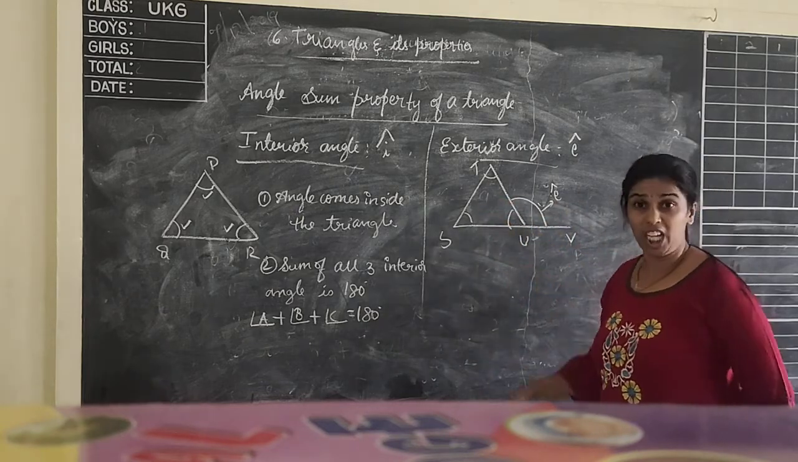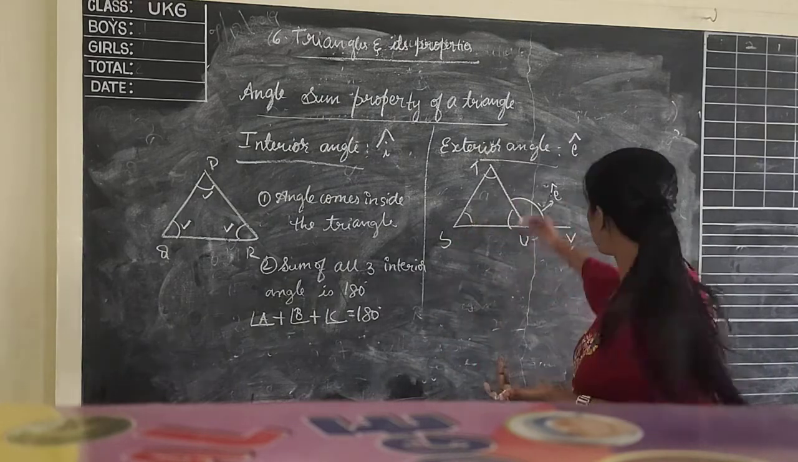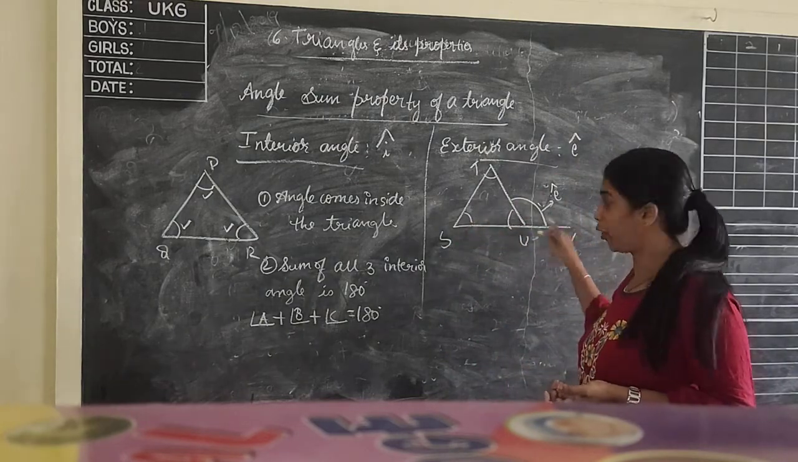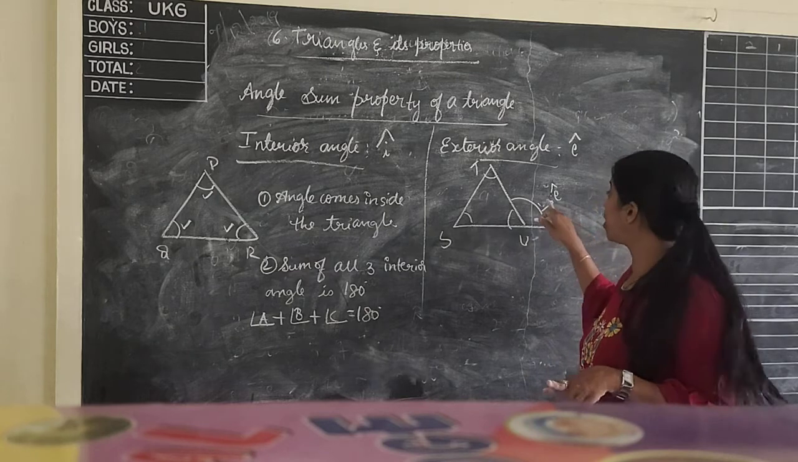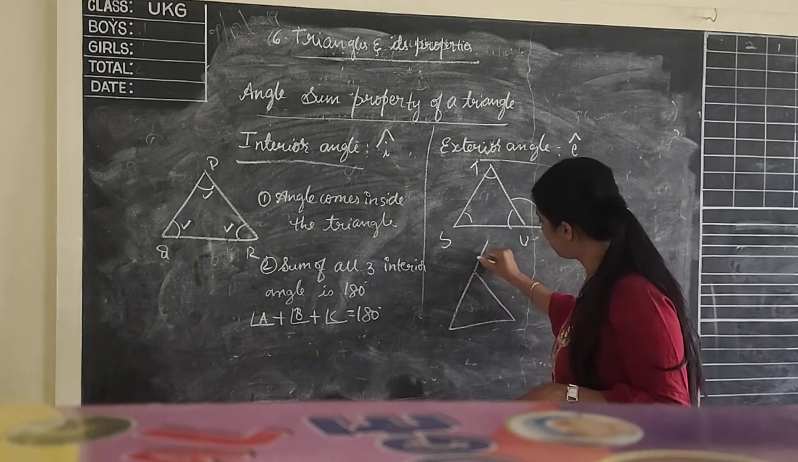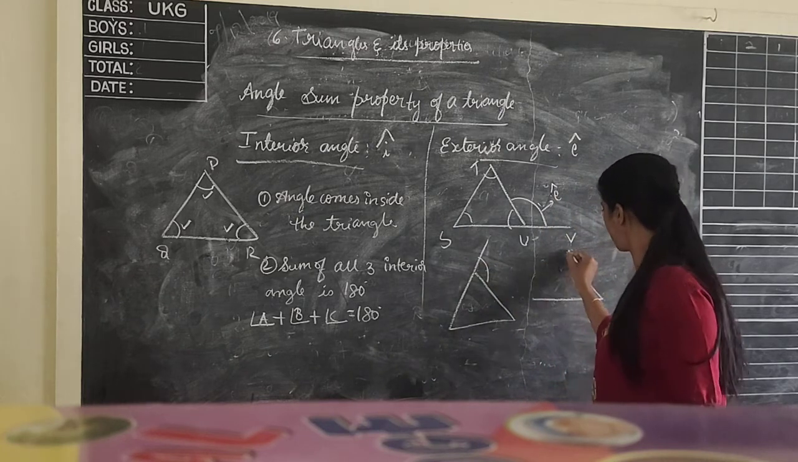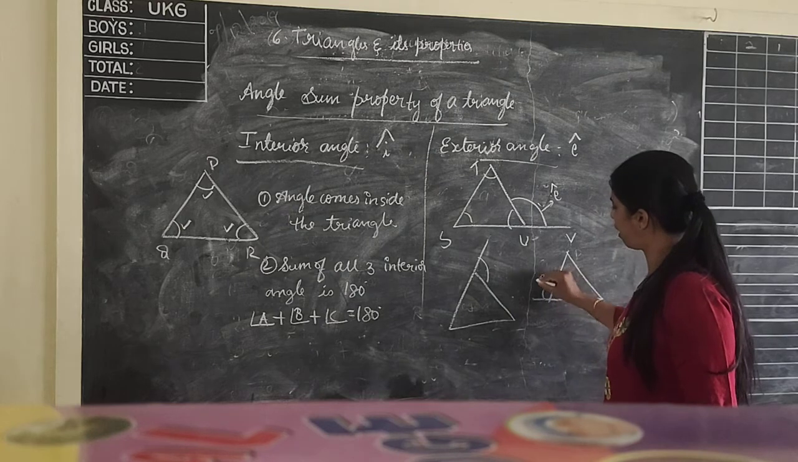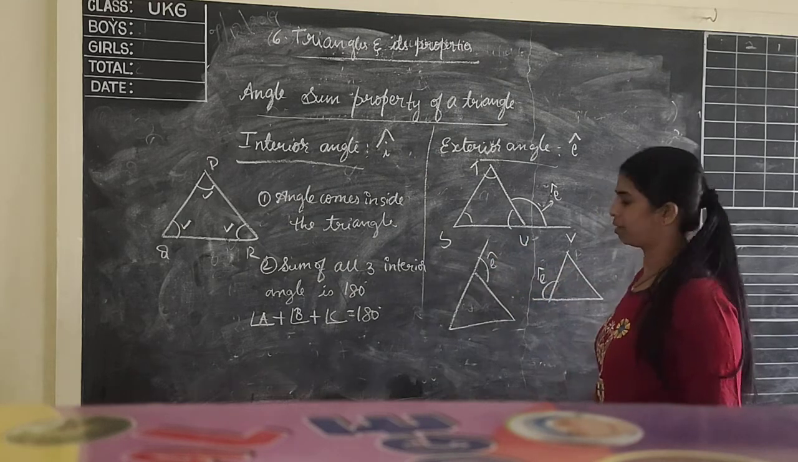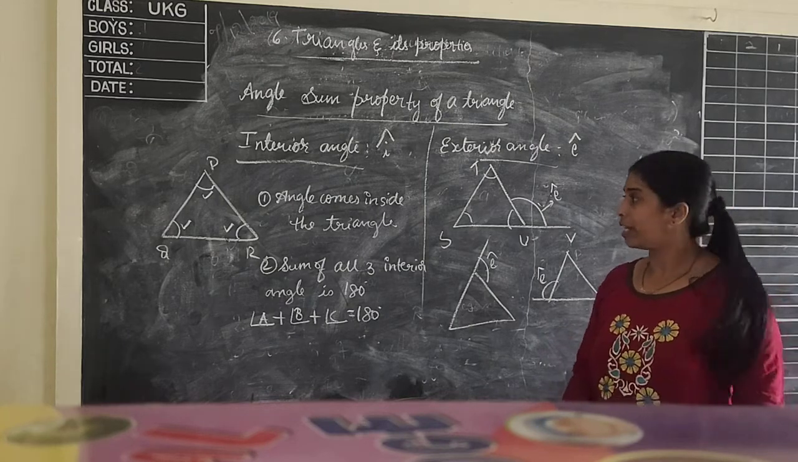These three are the interior angles. The exterior angle comes outside the triangle. If you continue any side, we get an exterior angle. See, I'll continue this side. This is the exterior angle. Or suppose I continue this side. This is the exterior angle. Understood? This is how the diagram looks.